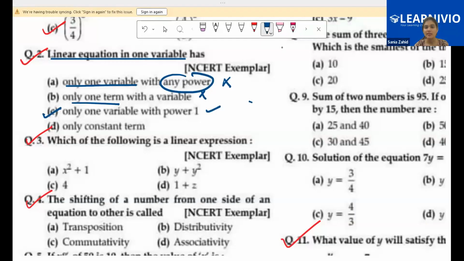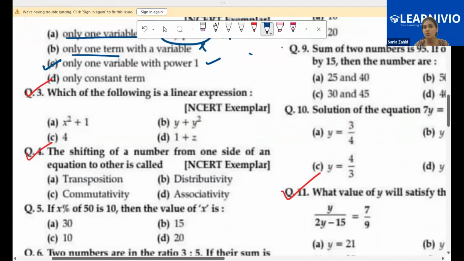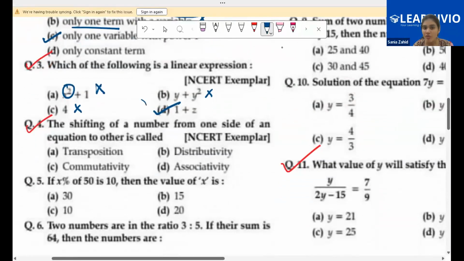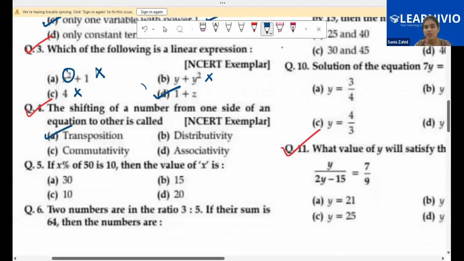Next is, which of the following is a linear expression? X square plus 1, no, power is 2. Y plus y square, no, power is 2. 4, no, it is a linear expression, but it is just a constant term. 1 plus z, yes, correct. Shifting of a number from one side of an equation to the other is called transposition. Not distributivity, not commutativity, these are actually properties.